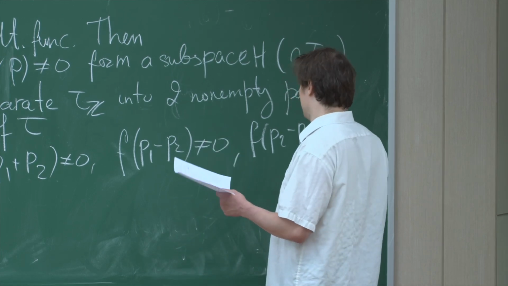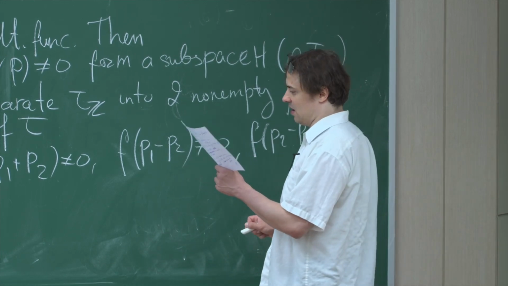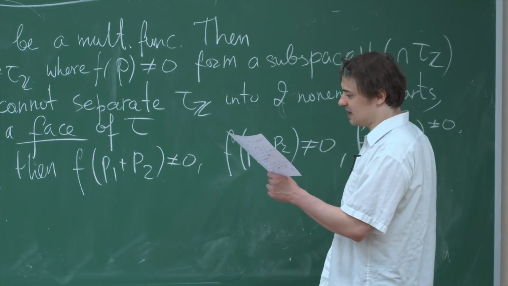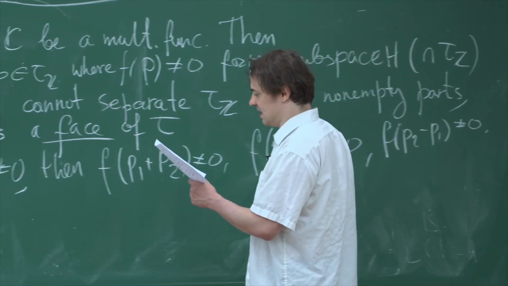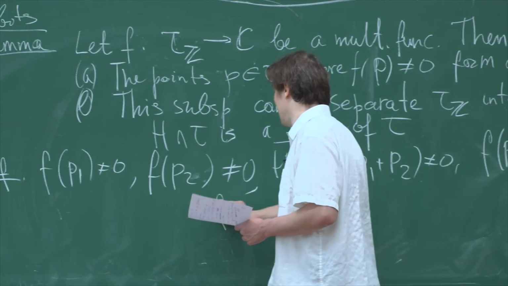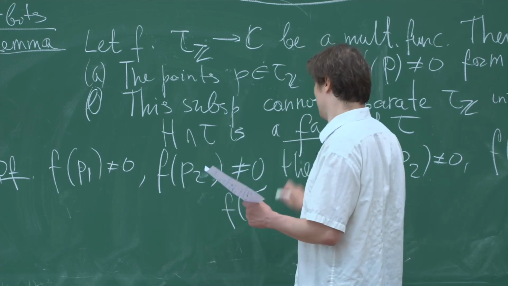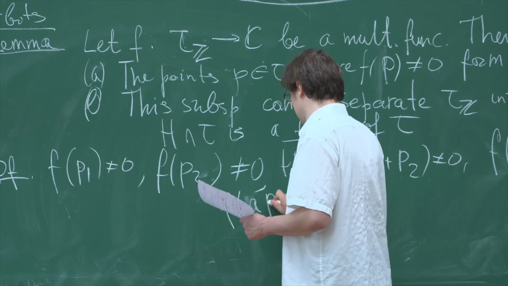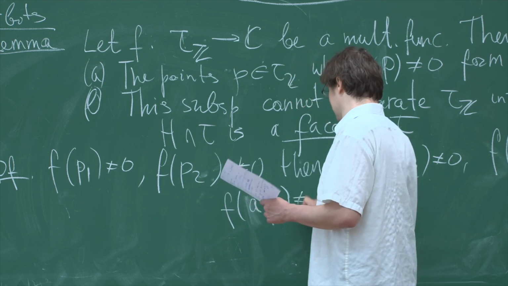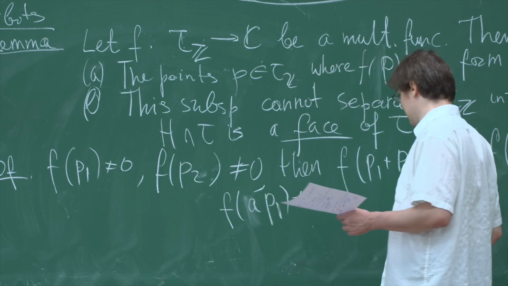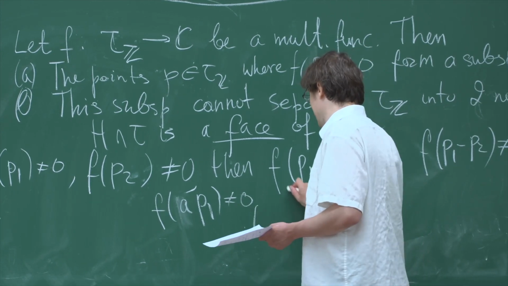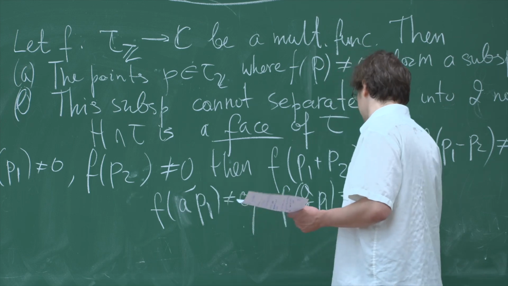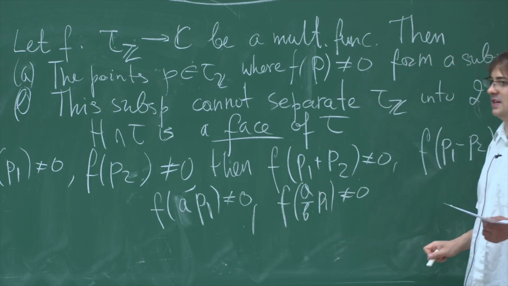If this is a point in tau, what else can we check if we can only add points and maybe not subtract? If you multiply a point by a natural number to begin with, f of a times p1 is still not 0 directly by multiplicativity. And then f of a over b times p1 is still not 0 if this is an integer point.